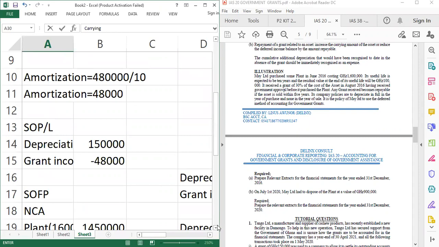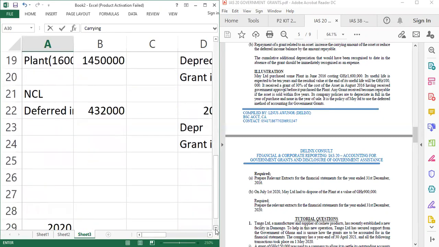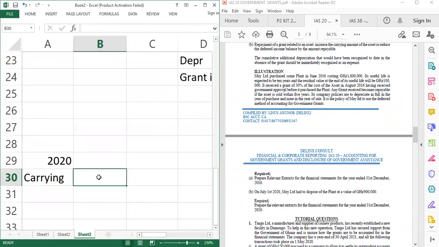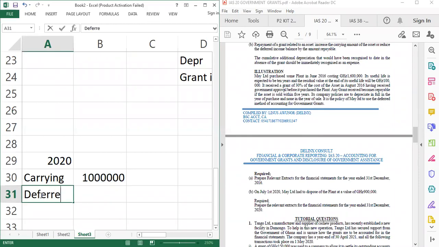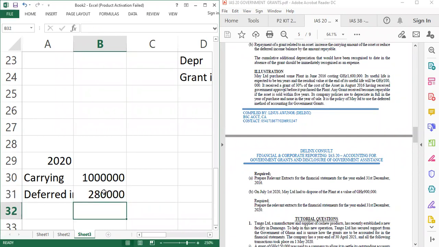We have depreciated the asset for 4 years and it's 150 every year. It is 1 million. What would be the deferred income relating to the grants? 288,000. We also amortize it for 4 years. So 288,000, isn't it? Yes.